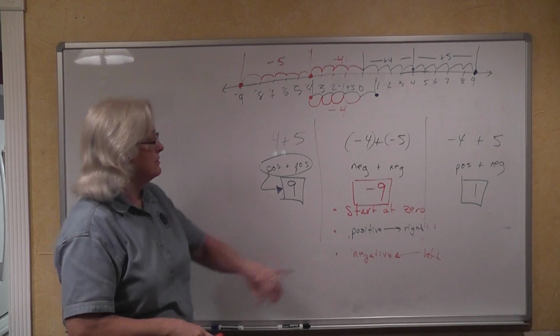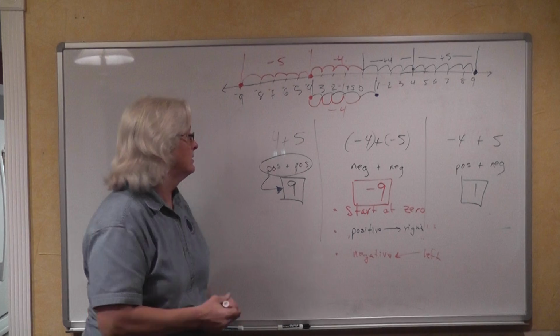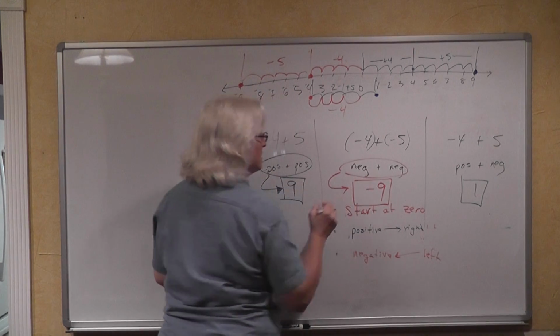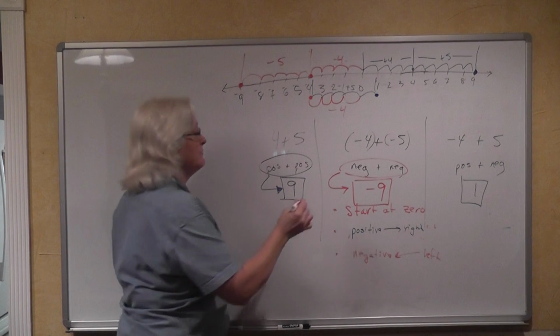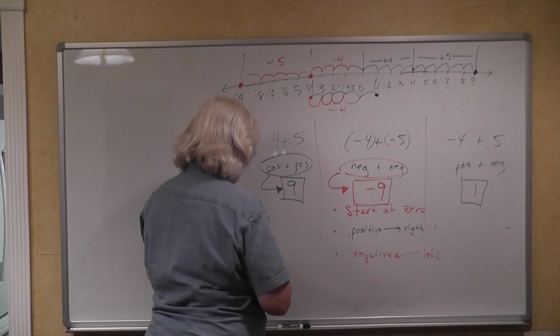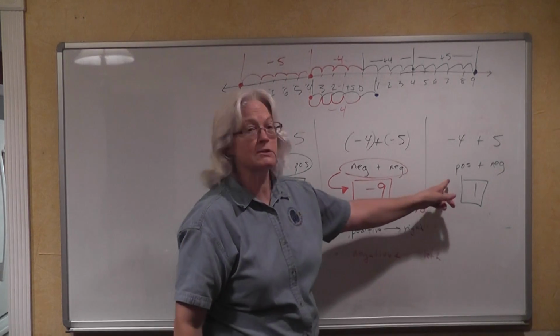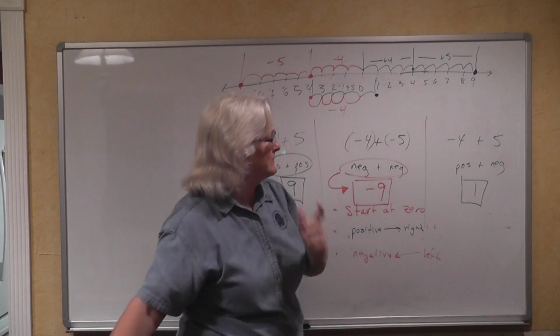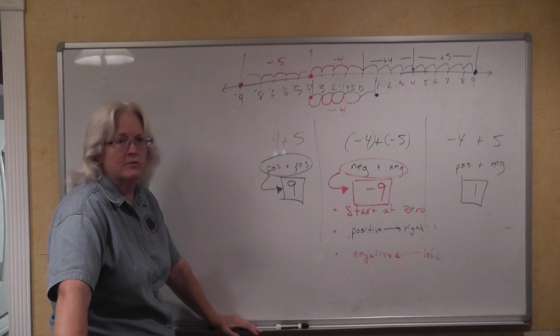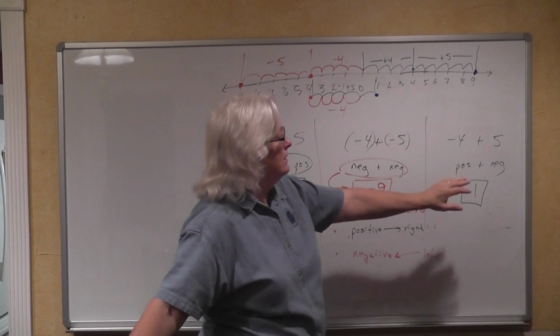Let's look here. Negative 9. You have 2 negative numbers that you're adding together, and your number is negative 9. Now we get over to this mess. Okay, one number's positive, one number's negative. We ended up with a positive answer, and it's a 1.